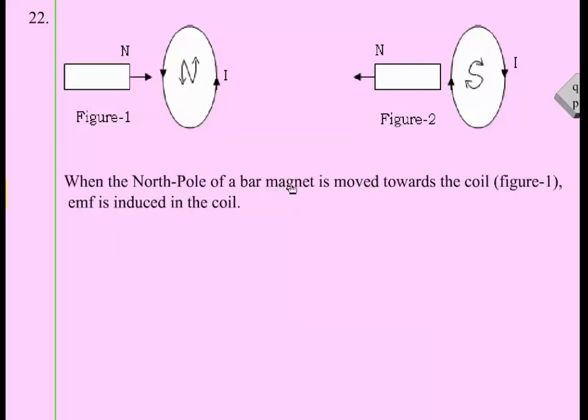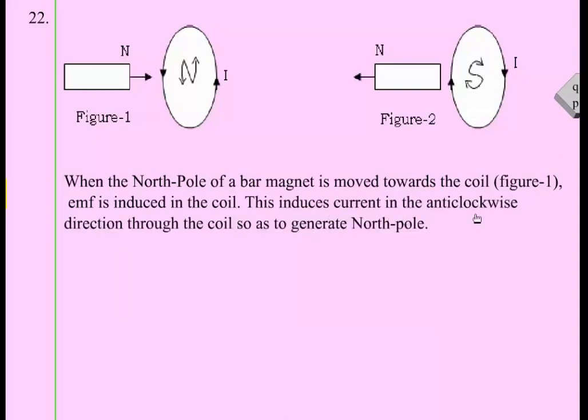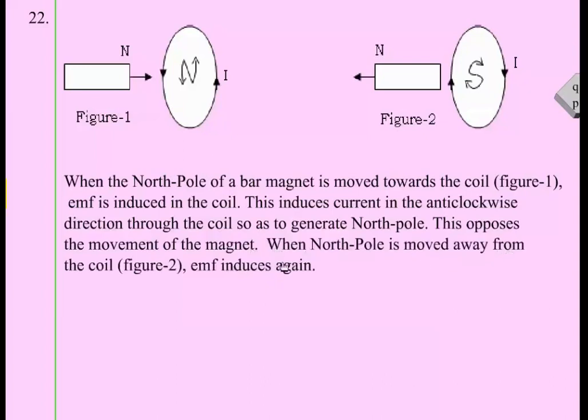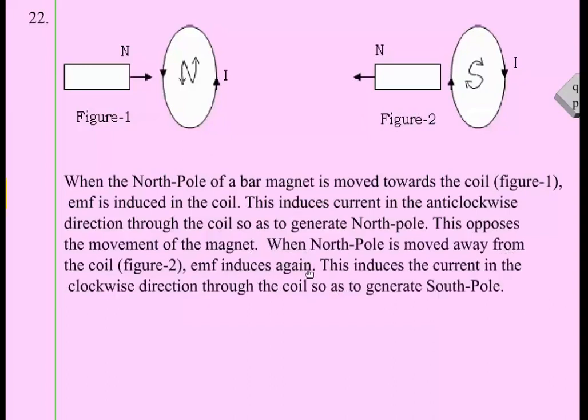So look here, when the north pole of a bar magnet is moved towards the coil, EMF is induced in the coil. This induces current in the anticlockwise direction through the coil, so as to generate a north pole. This opposes the movement of the magnet. When the north pole is moved away from the coil in figure 2, the EMF is induced again. This induces current in the clockwise direction through the coil so as to generate a south pole. It opposes the movement of the magnet. So this is the 22nd one.